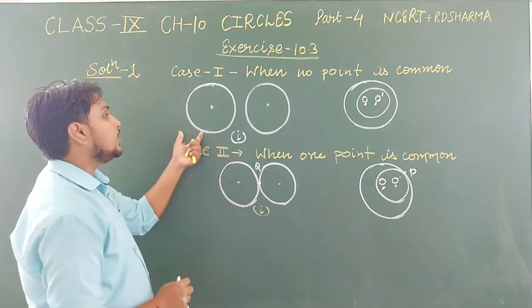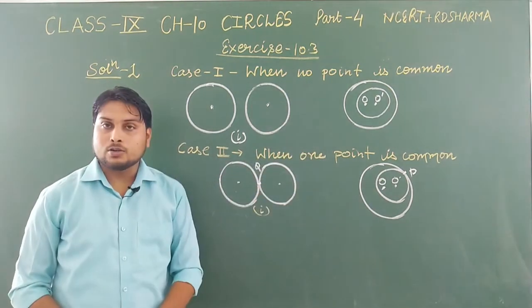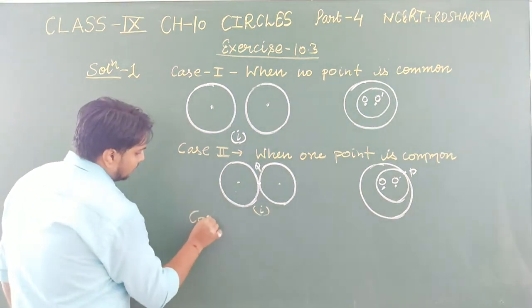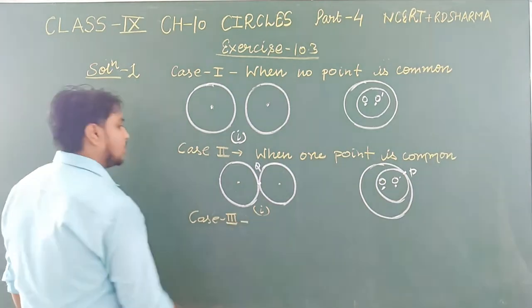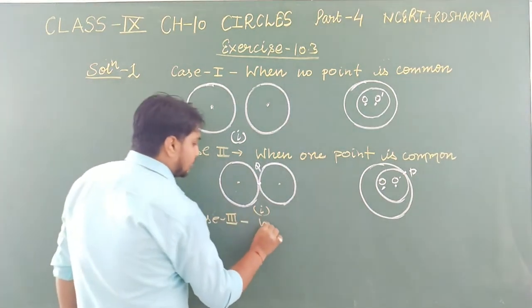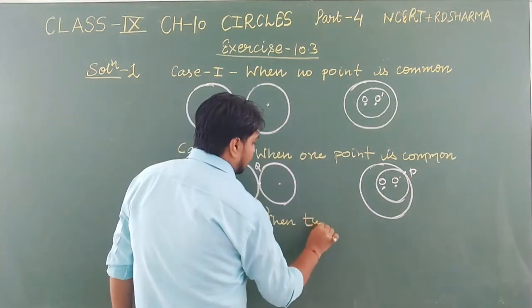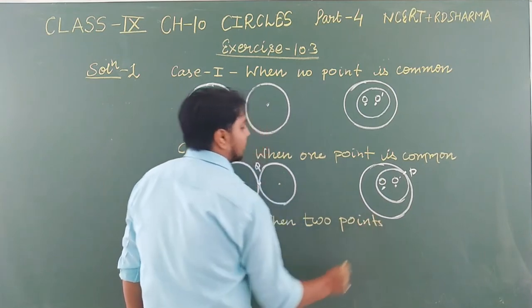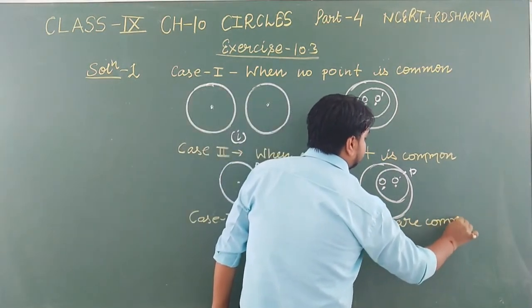Okay, here you can see that no point is common. Here you can see that one point is common. Now the last, case third. Case third is that when two points are common. When two points are common.